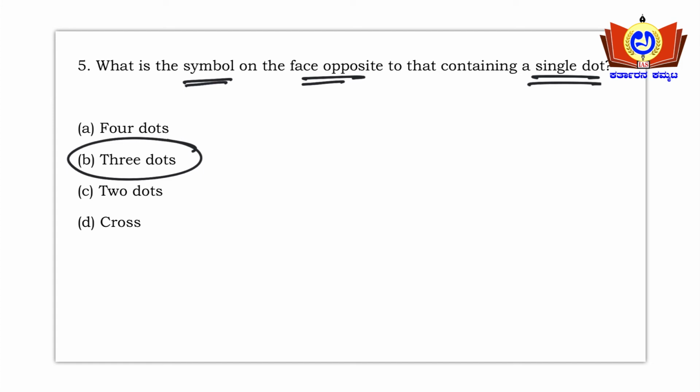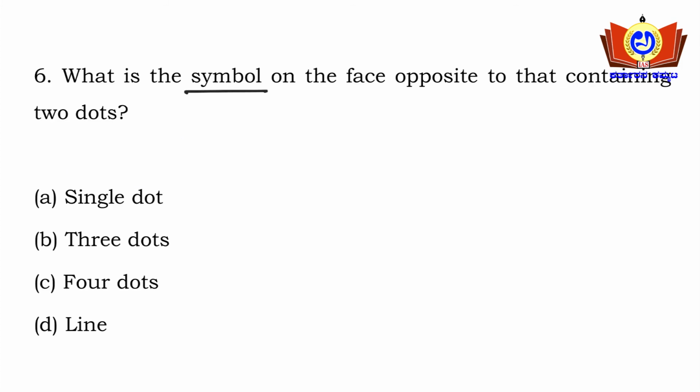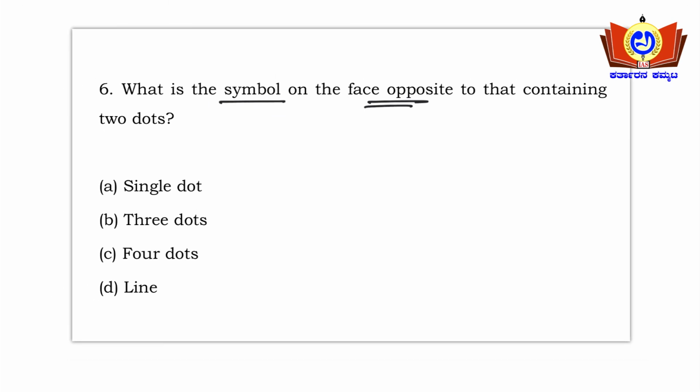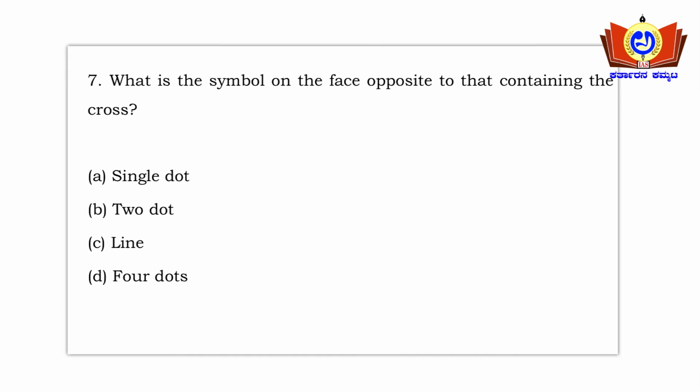So moving on to the next question. What is the symbol on the face opposite to that containing 2 dots here? So the opposite face of 2 dots is 4 dots, and option C is the right answer here. What is the symbol on the face opposite to that containing the cross here? Cross means actually a dash line here. A line. Option C is the right answer here.